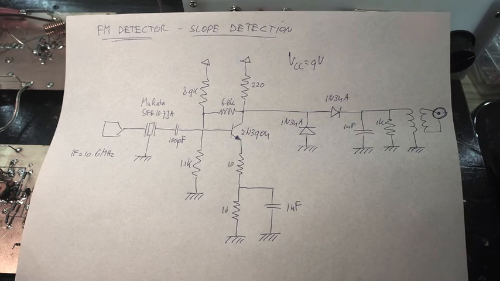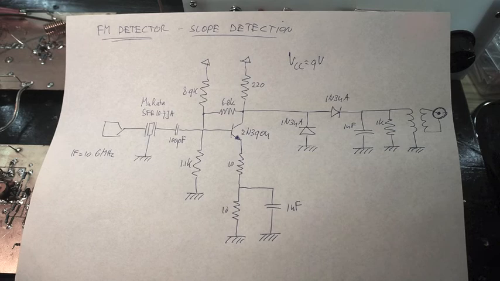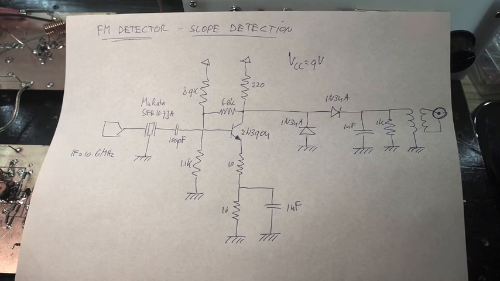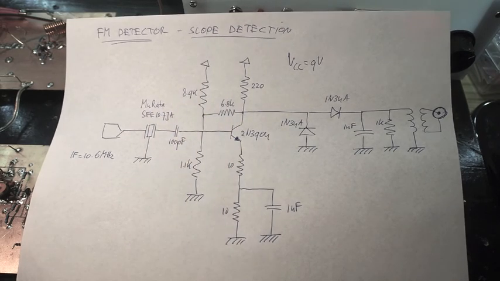Today we're going to look at the last section in the radio, which is the FM detector, just before it is providing the signal to the stereo amplifier. This FM detector is a very simple detector, which is based on the concept of slope detection, which is very well described on the internet at several places.